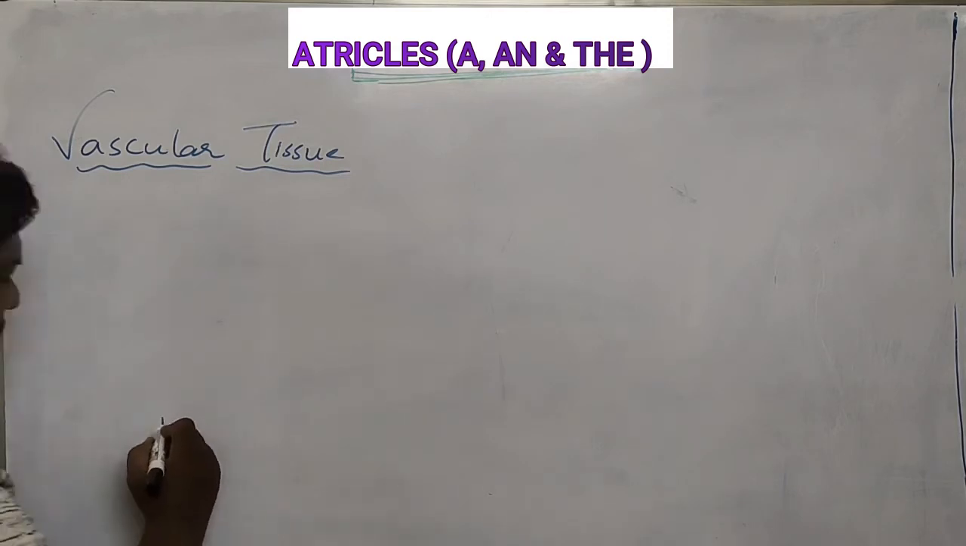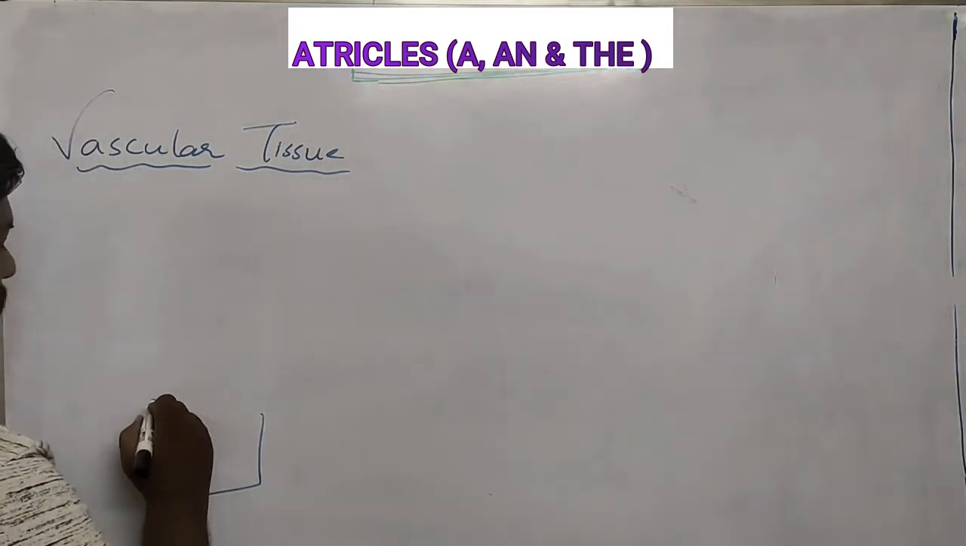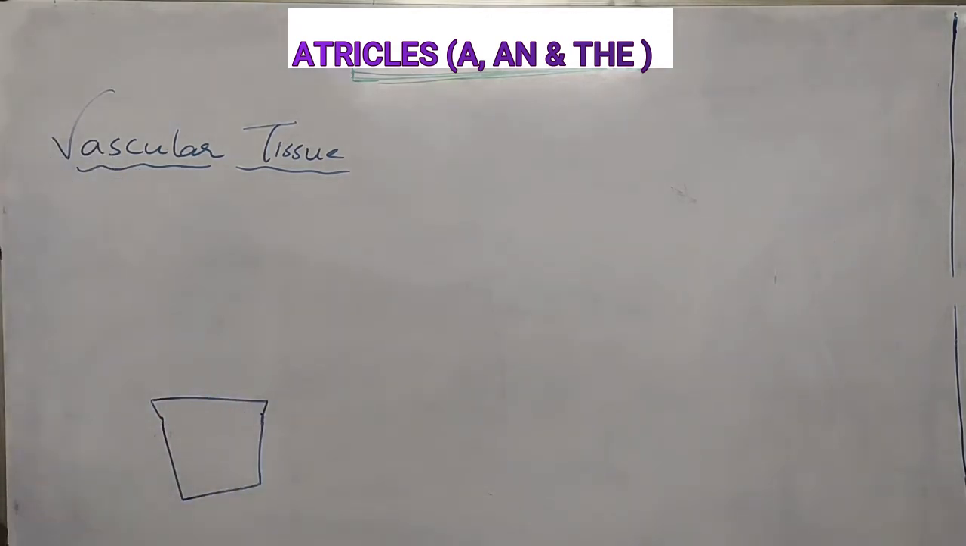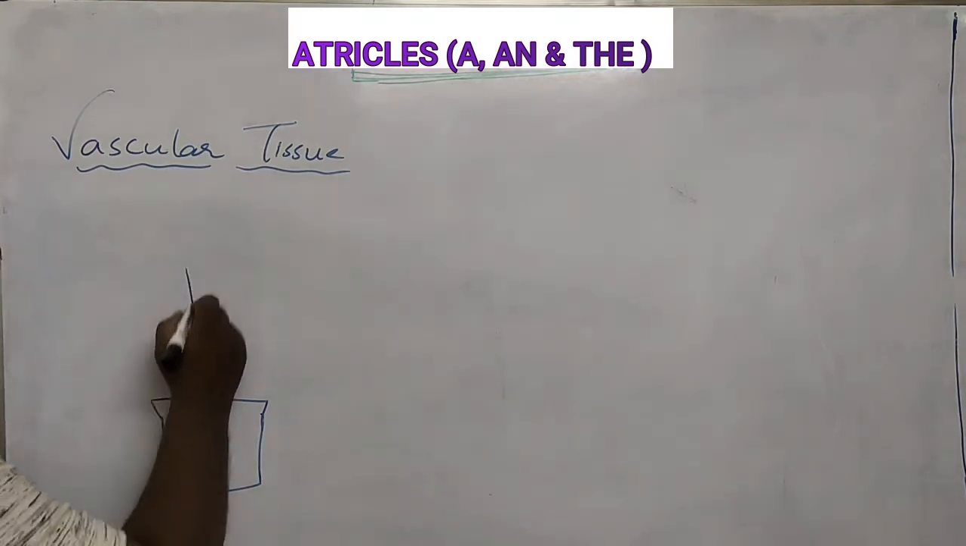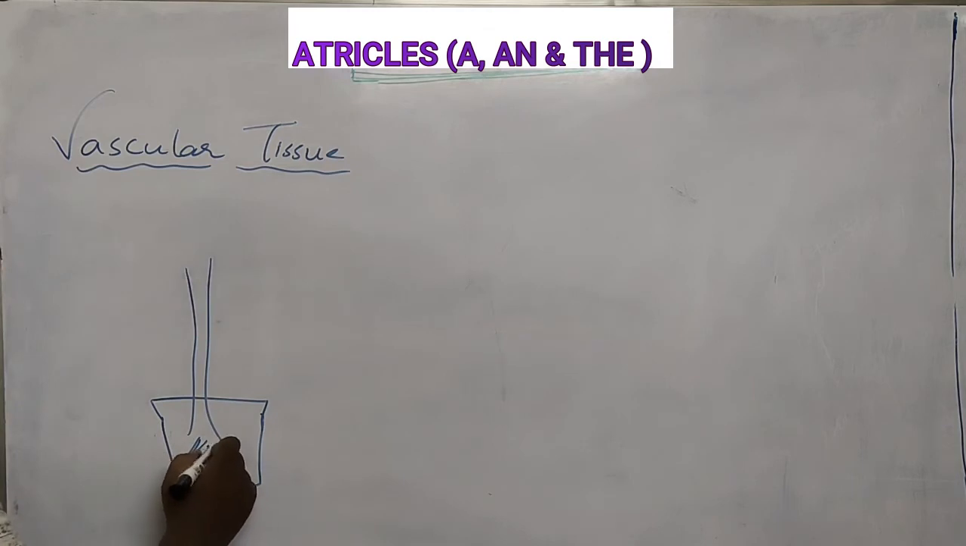Okay, we'll take a glass jar. Okay, and then what we'll do is we'll take a plant. And these are the roots here, and then we'll fill it with the water. And what we'll do is we'll put some red color in the plant.